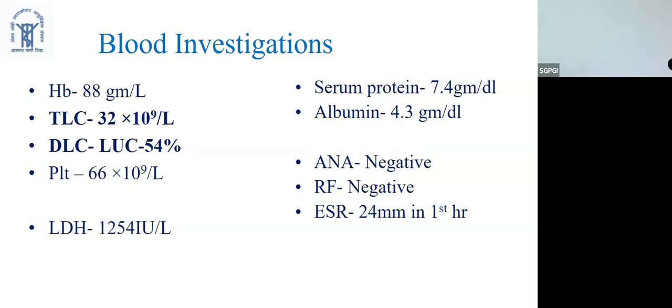Fine. So based on this CBC, what is your DD? Come on fast, any guess? You have very high TLC and you have got large unstained cells. So more favoring towards ALL. And as I said, all these factors were done from the immunological point of view.